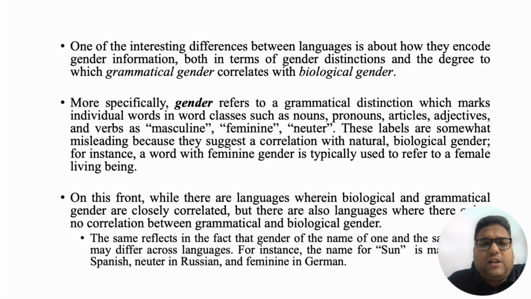On this front, there are languages wherein biological and grammatical gender are closely related, but there are also languages where there is absolutely no correlation between grammatical and biological gender. This is reflected in the fact that the gender of the name of one and the same object may differ across different languages. For instance, the sun is masculine in Spanish, neuter in Russian, and feminine in German.